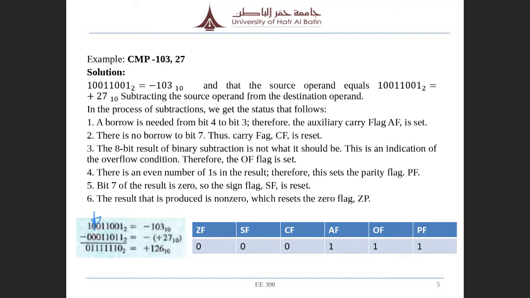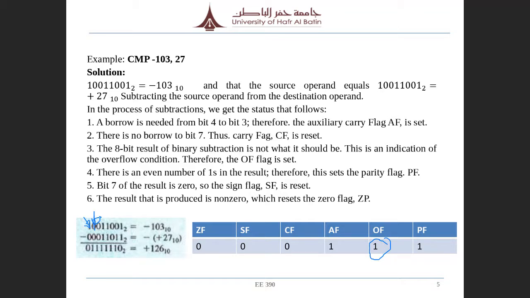If a borrow happens from bit number 7 into bit number 6, I mean not the MSB bit but the bit next to the MSB bit, then this is the sign that the flag will be 1. So if there is a borrow from bit number 7 to bit number 6, then the flag will be 1.